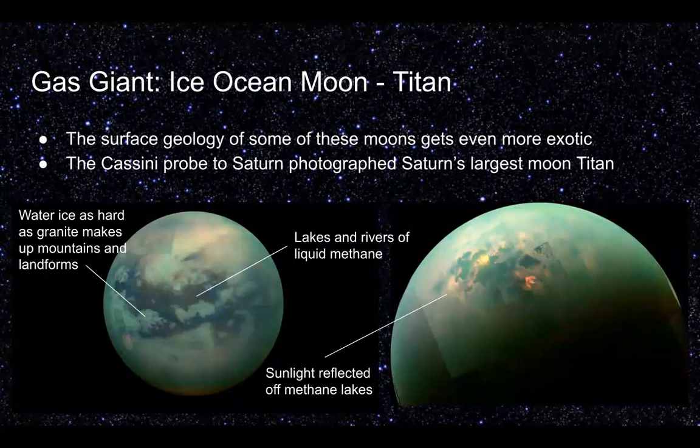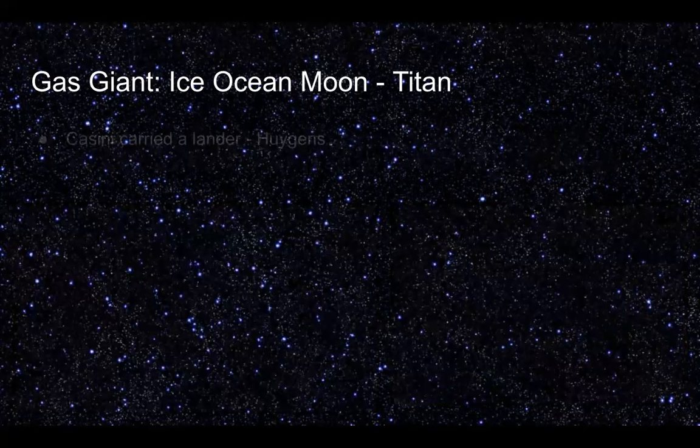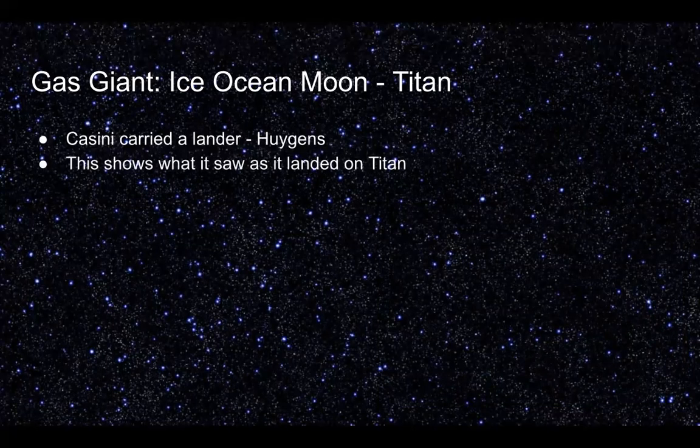Lakes and rivers of liquid methane were seen, and this is what you would burn on a gas cooker. It's natural gas, but it's in liquid form, it's so cold. Sunlight is shown reflected off these methane lakes. Cassini carried a lander, Huygens, and this shows you what happened as Huygens descended towards Titan.